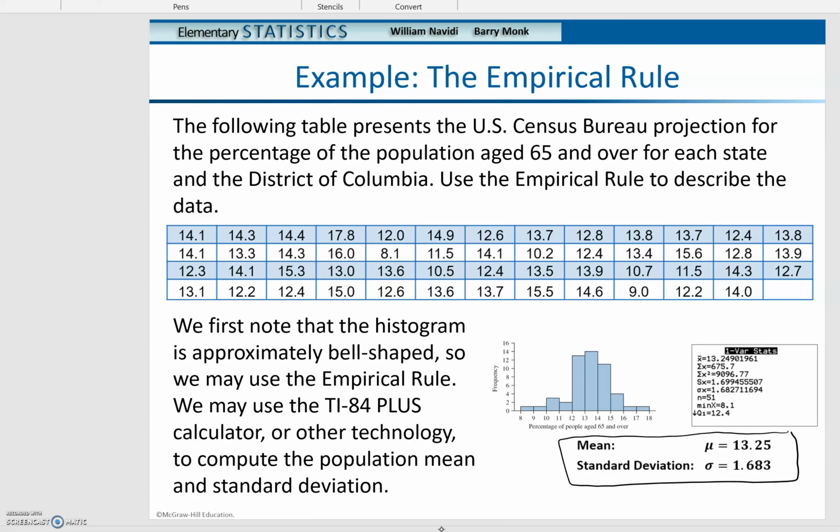So the mean is 13.25, and the standard deviation is 1.683. To calculate the mean, all they did was add them all up and divide by how many there were. And to calculate the standard deviation, they went through that formula: x minus the mean, squared, divided by how many there are. But they came up with these two numbers, 13.25 and 1.683. So let's use this data and see how it fits in the empirical rule.